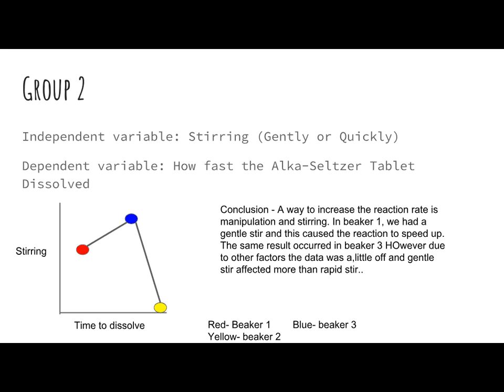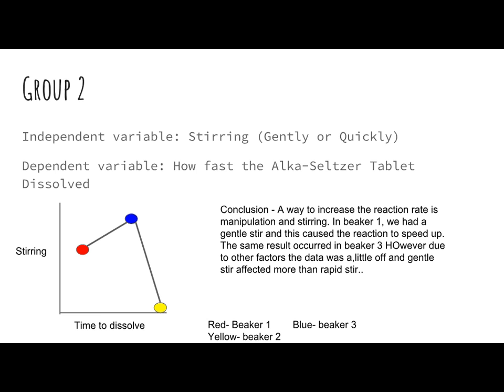We did Alka-Seltzer tablets in water with different stirring. So our independent variable was the stirring, whether there was no stirring, whether it was gentle, whether it was quick. Our dependent variable was how fast the tablet dissolved. For ours, gentle stirring took the middle time to dissolve. Fast stirring took the middle, and no stirring took the longest. We think that this data could have been skewed a little bit because the tablet could have been broken when it was thrown in, or there could have been a different amount of grams in the tablet as they were broken.